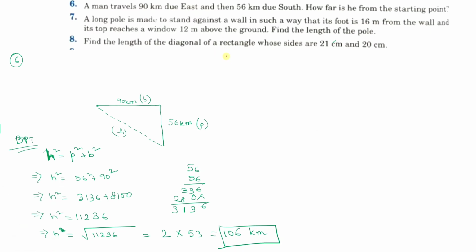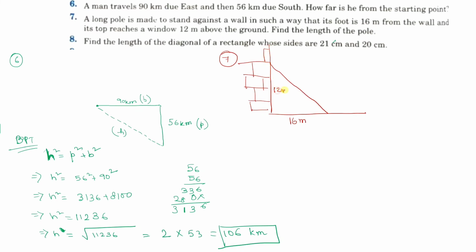Okay, let us start number 7. A long pole is made to stand against a wall in such a way that its foot, okay, if this is the ground and this is the wall, and a long pole is made to stand against this wall like this, and this one is the pole, and the foot is 16 meter away from the wall and the top reaches a window 12 meter above the ground. On this wall here is a window, so the window is 12 meter above the ground.